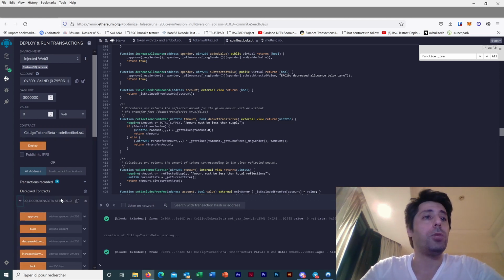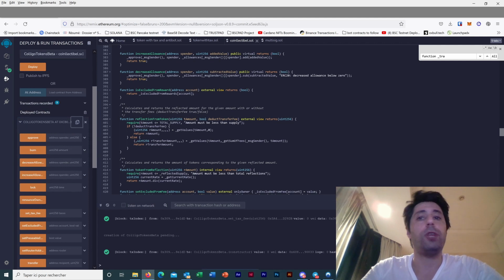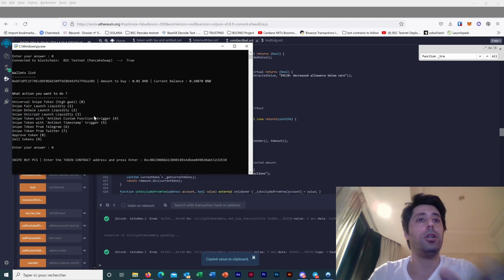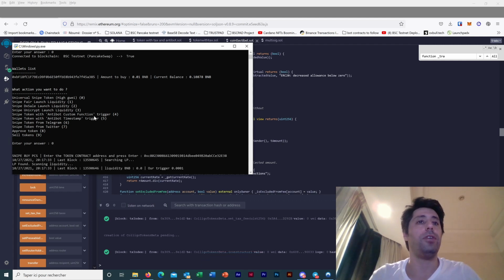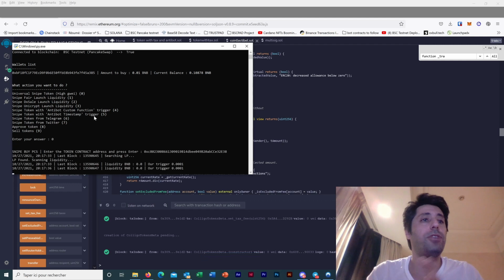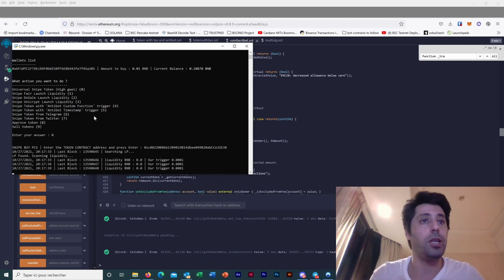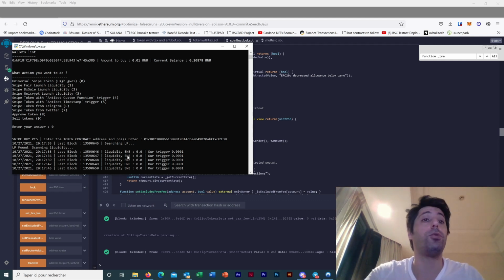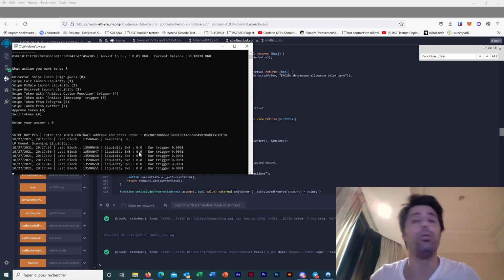Okay, so now I have this contract address. I just have to put it. So I launch my easy mode, so it's the mode 0. I enter my contract address here, and then the bot will start to scan this contract. So it will find the liquidity pool, if there is any liquidity pool. It will scan also the amount of the liquidity. So now we have 0 BNB of liquidity in this pool. So it's normal, because I just deployed the contract.